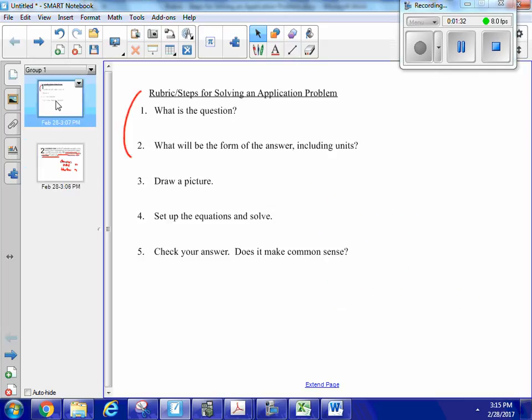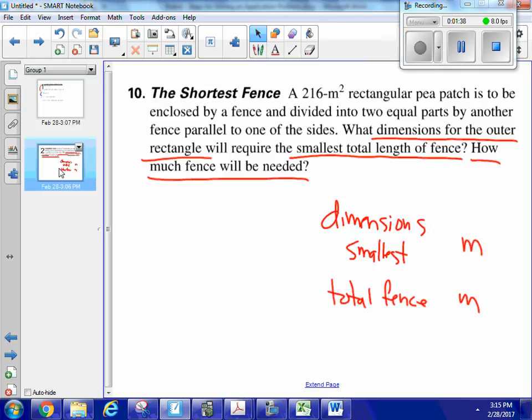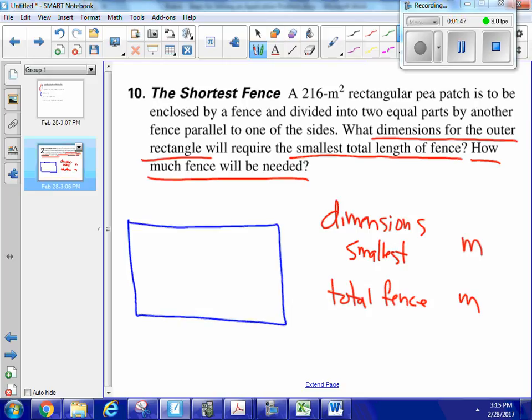Draw a picture. Item number 3. I think that's pretty important, especially for a problem like this. So let's draw a picture. I have a rectangular pea patch, and it is 216 square meters. It is divided into two equal parts by another fence. Let's make that a little bit different color here. Parallel to one of the sides, it's parallel to two of the sides. I think that's really what my picture is going to look like.